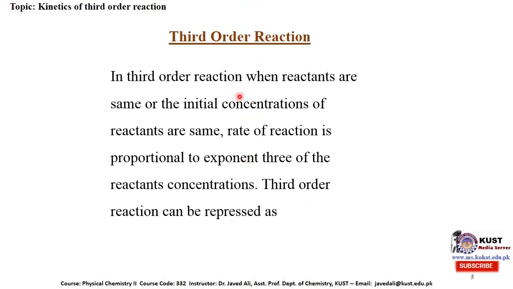In third order reaction, when the reactants are the same or the initial concentrations of reactants are the same, the rate of reaction is proportional to exponent 3 of the reactants' concentrations. Third order reaction can be represented as 3A going to product, where the concentration of all reactants are the same.